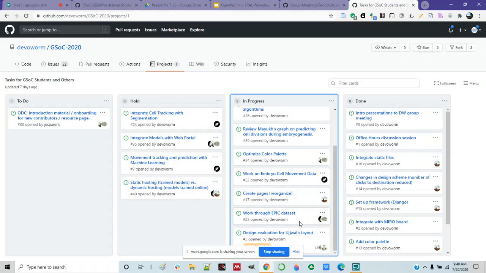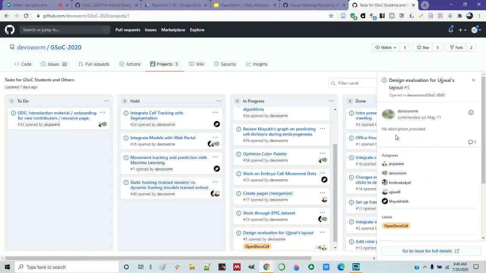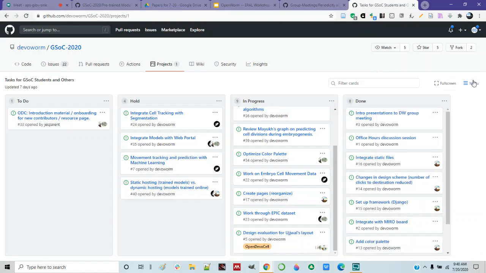Work through Epic dataset. That's in progress, I guess, because we're still working with the data. And then design evaluation, that's still open, but I think we've gotten some feedback on that. I'm not sure what we actually have in the comment here. I can't remember where we were putting that stuff, but I've gotten a little bit of feedback, and I've communicated it to you. Static hosting, number 40, we were talking about this today, so that's sort of in progress. I'll move that to in progress.